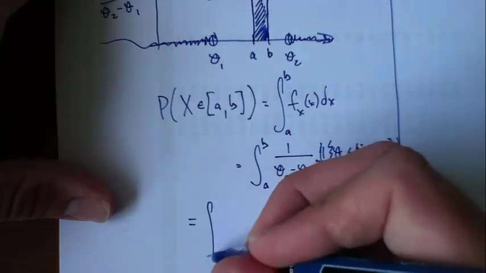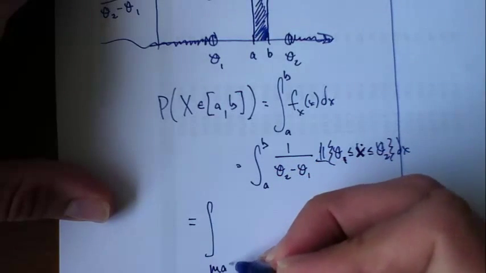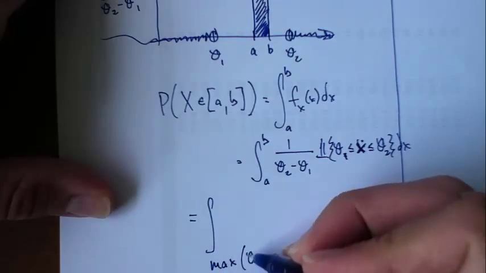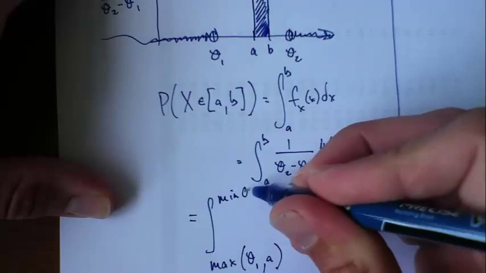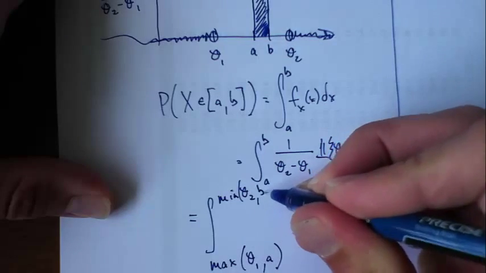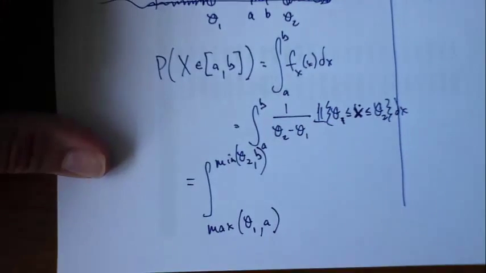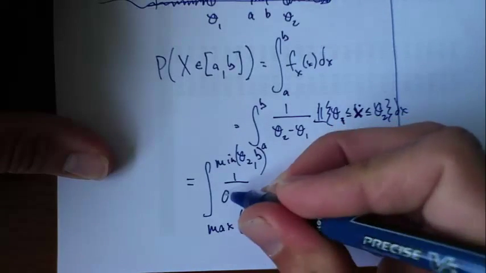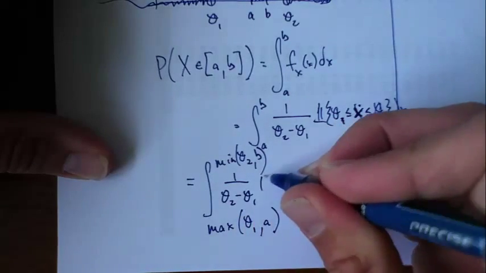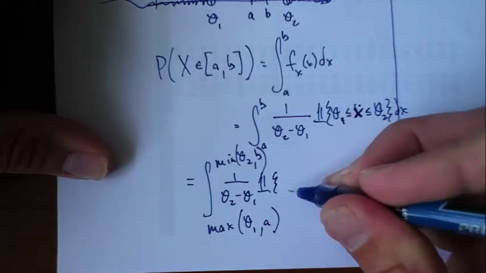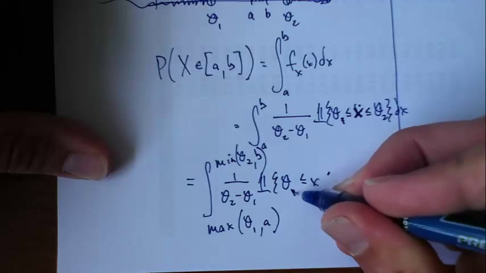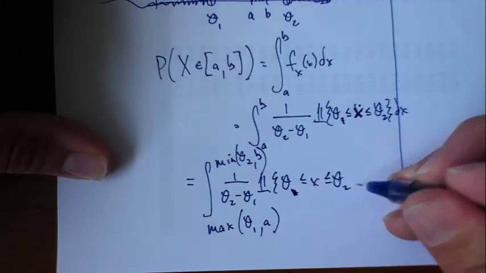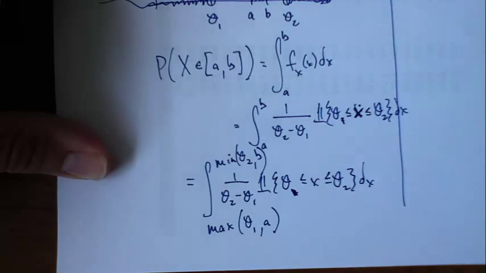So, what does this come out to be? So this will be the integral from the maximum of theta 1 and A up to the minimum of theta 2 and B of 1 over theta 2 minus theta 1 times the indicator of x being between theta 1 and theta 2 dx. Now, how did I come up with these two things?